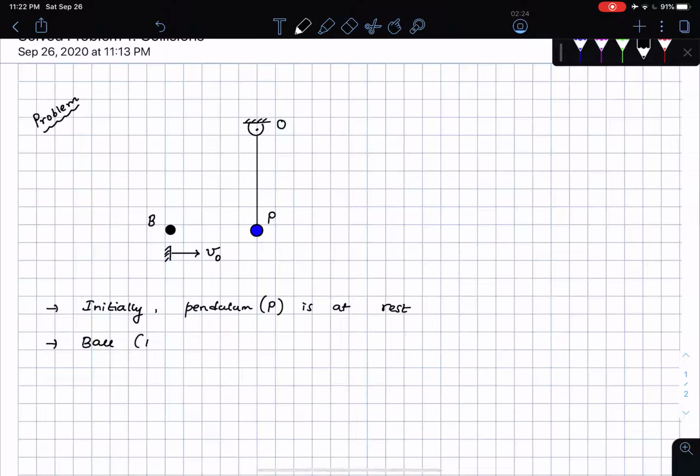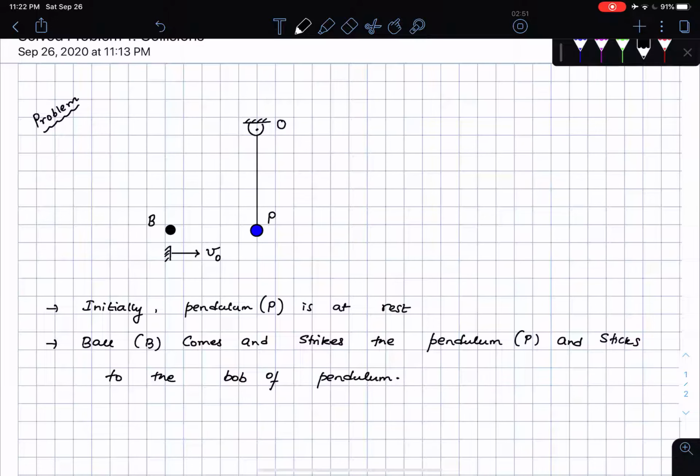But here is the idea. The ball B comes and strikes the pendulum bob, pendulum P, and then sticks to the bob of the pendulum. It is traveling with a certain velocity, and an impact takes place, which means that this is an impact event.